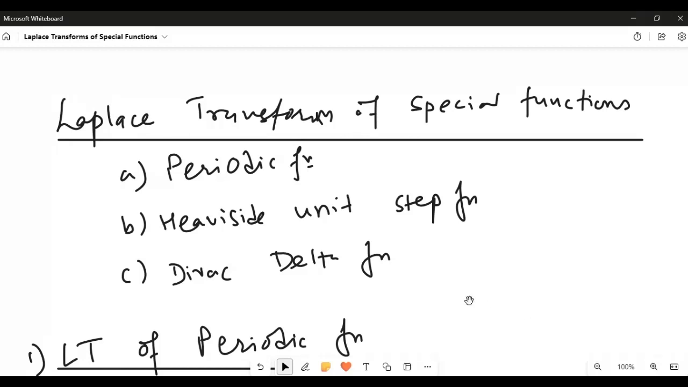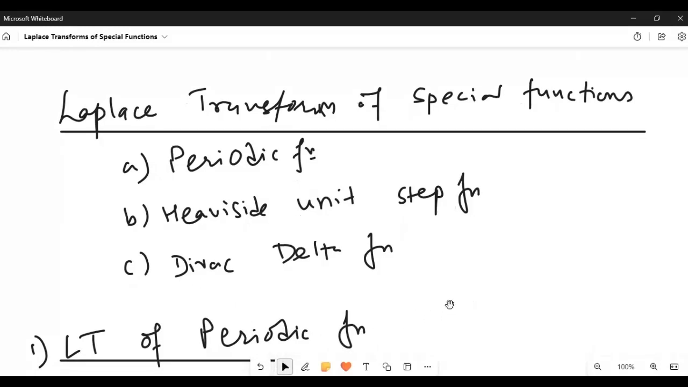Hi, we will see Laplace transform of some special functions today. So there are three special functions we can study today. One is periodic function, second is Heaviside unit step function, and third is Dirac delta function.